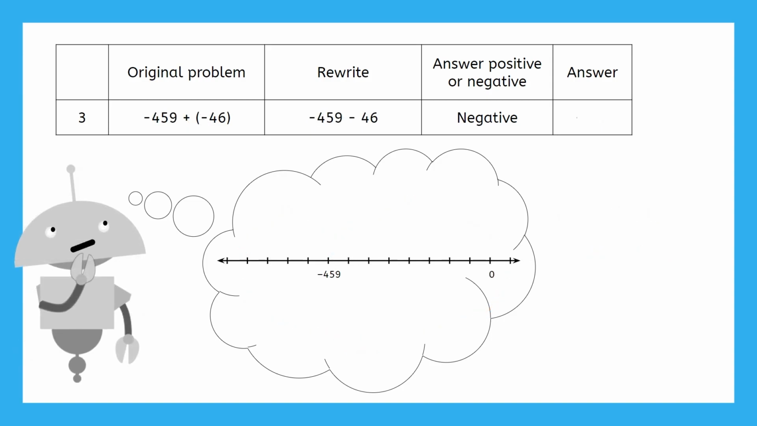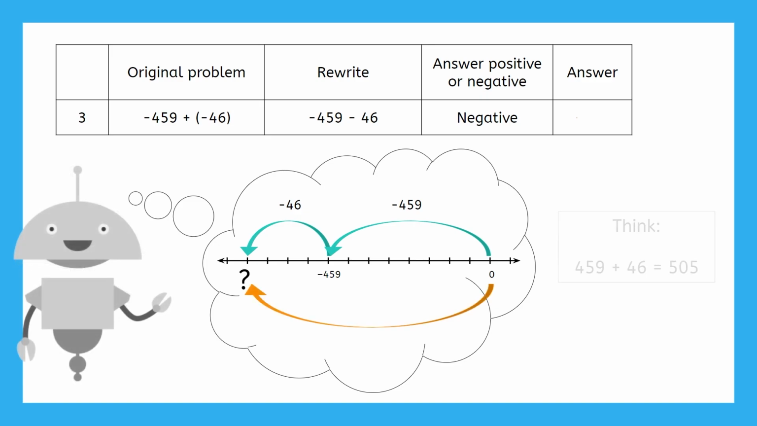How about number 3? If we start all the way at negative 459 and move to the left 46 more, where will we end up? Combining two negative numbers is very similar to adding two positive numbers. In other words, if I start at negative 459 and then I move to the left 46 more, I can add those numbers together to see how far we are from 0. Positive 459 plus positive 46 is 505. So that tells me that negative 459 plus negative 46 is negative 505.